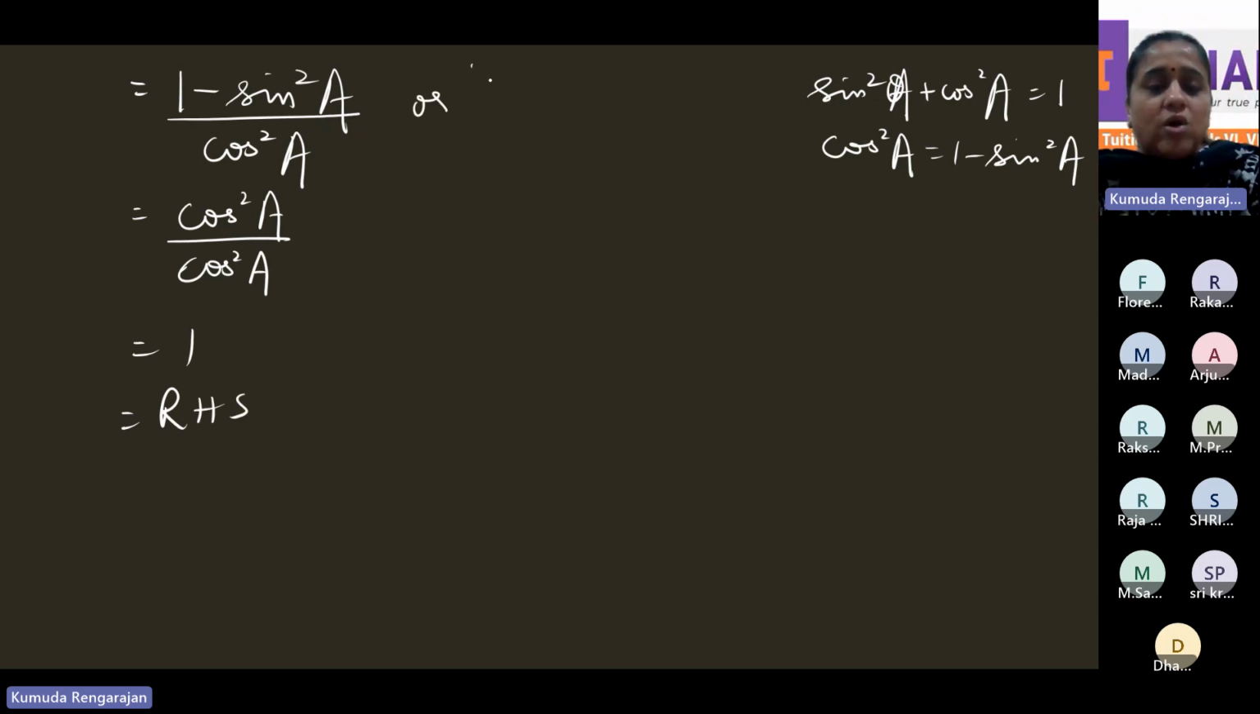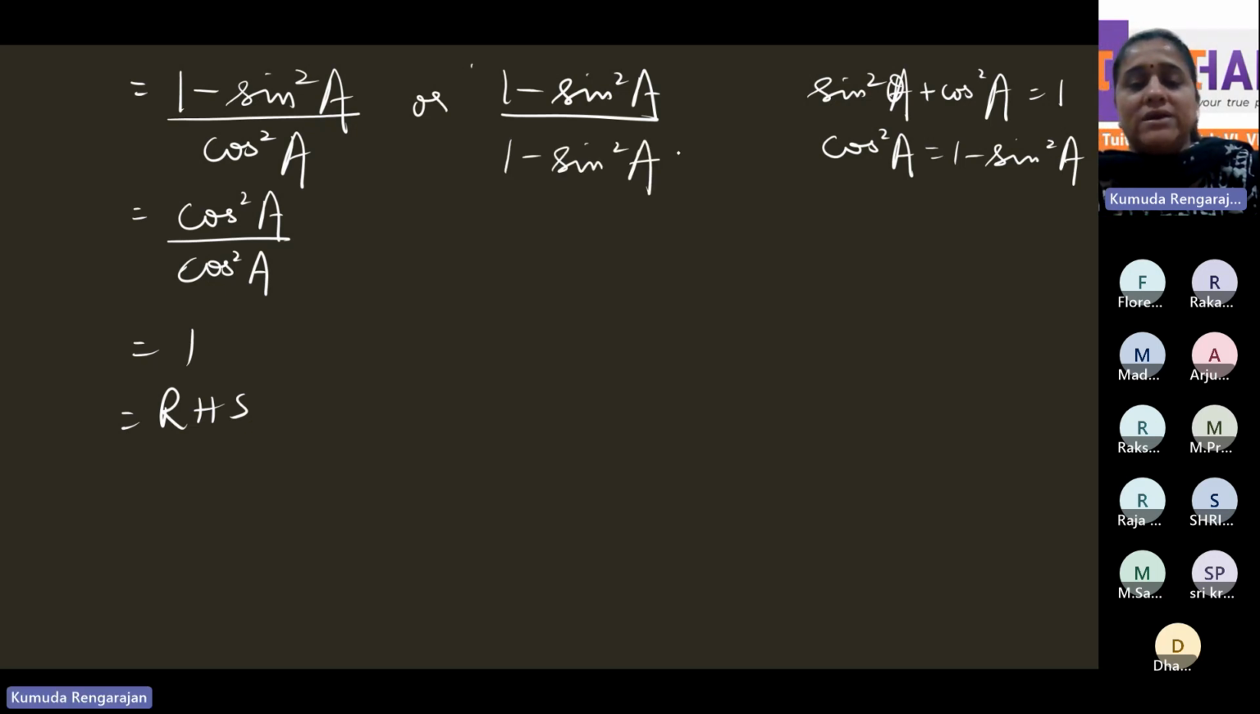Or you can also do it like this. 1 minus sin square A you can write as it is, and you can write cos square A as 1 minus sin square A. You can change anything. It's not that you should change only the numerator. But we always want to make bigger things smaller, right? So 1 minus sin square A can be written as cos square A, but this is also not wrong. So this gets cancelled and it's 1. I hope you understand what I'm saying, children. Am I clear?